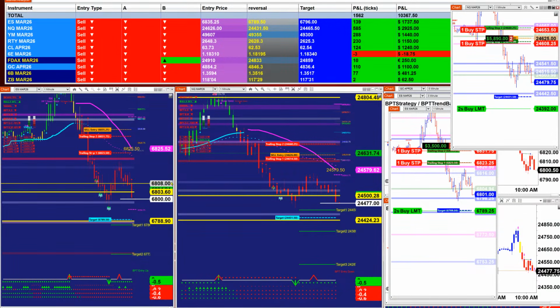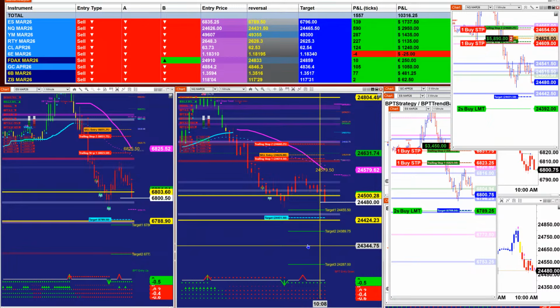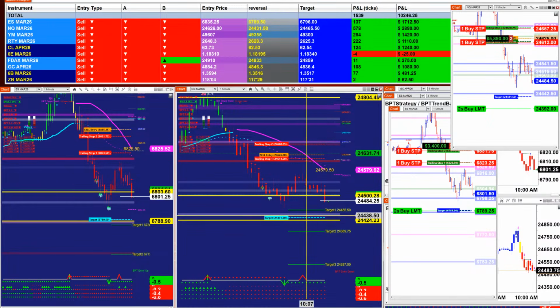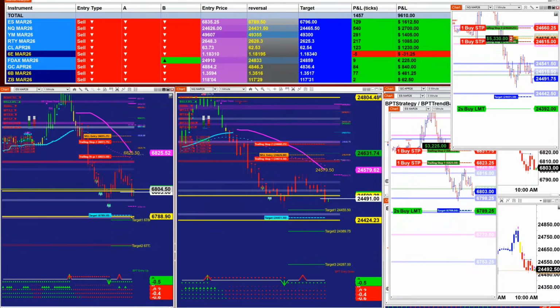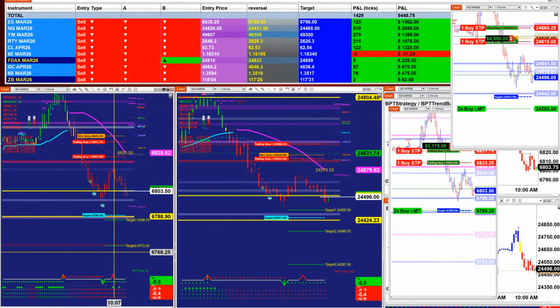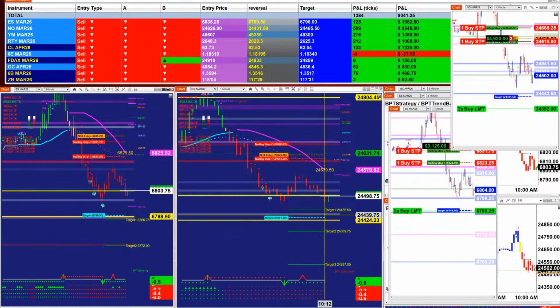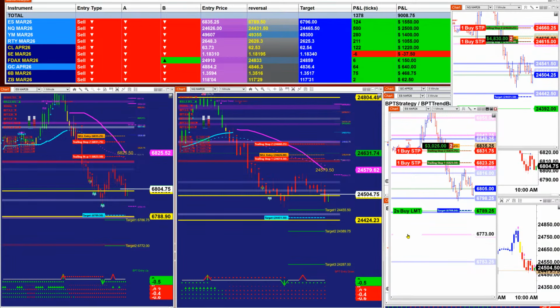We can extend it a little bit, and usually we see target 1 and 2 around 11 o'clock. And target 2 on the ES is 6,772. We put it here. So you can extend the target if you want to, or you let the auto trade do it for you, whatever you want.